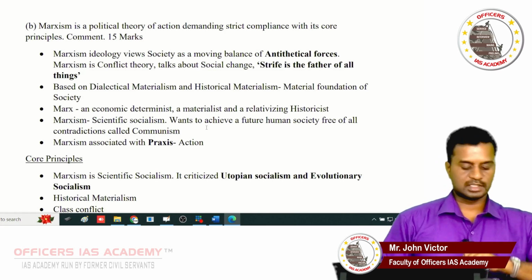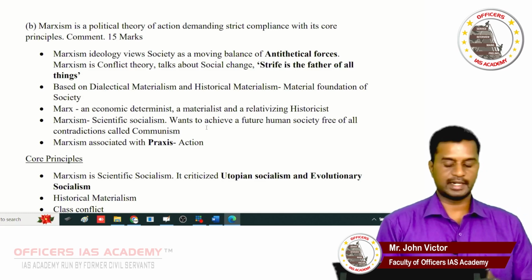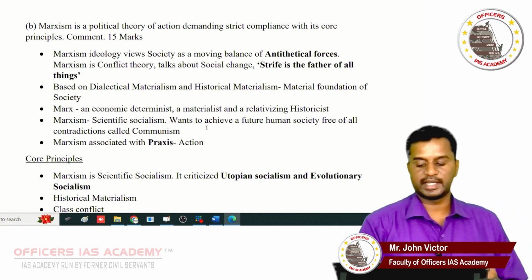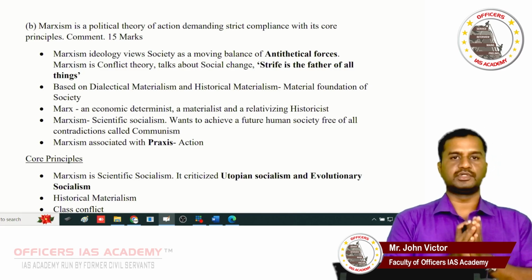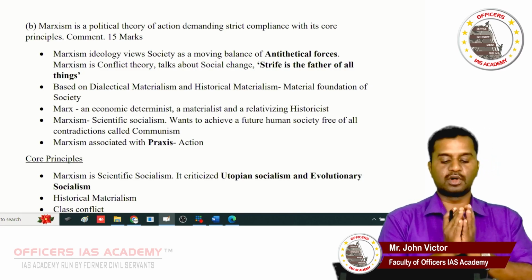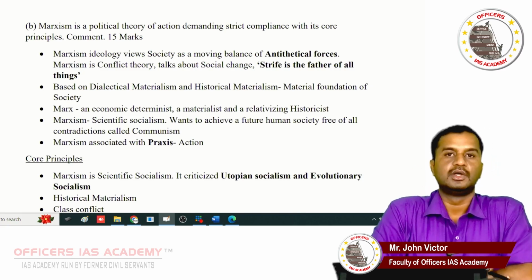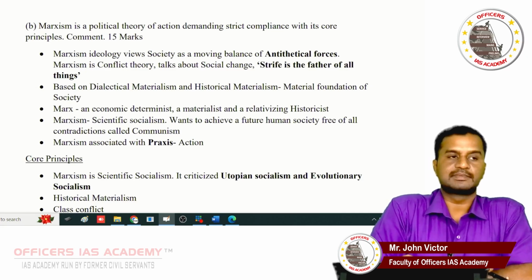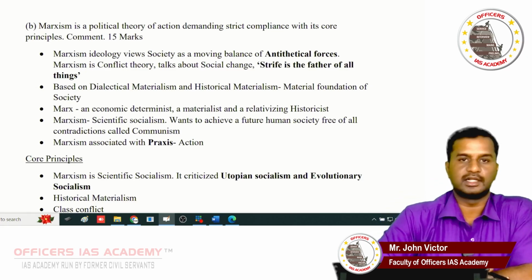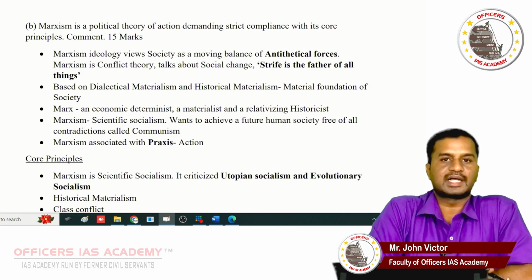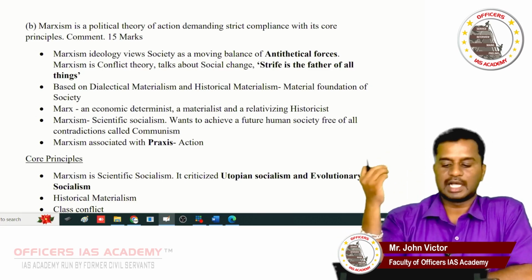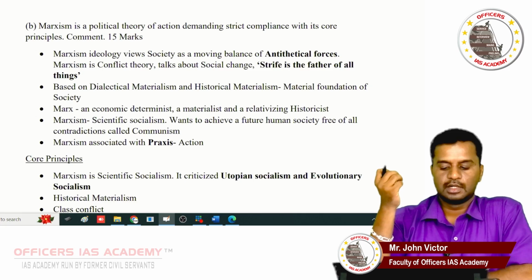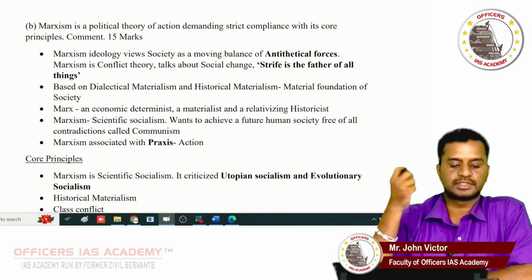Question number B. Marxism is a political theory of action demanding strict compliance with its core principle. Another straightforward question. You have to explain the core tenets of Marxism. You have to mention and explain key concepts like historical materialism, dialectical materialism, praxis, and you can give some examples to substantiate how Marxism demands strict compliance with its core principles.